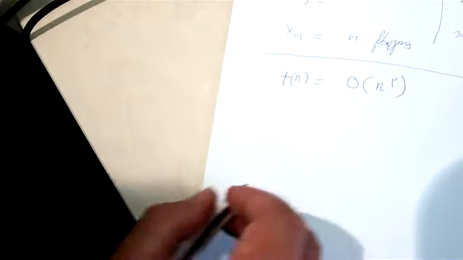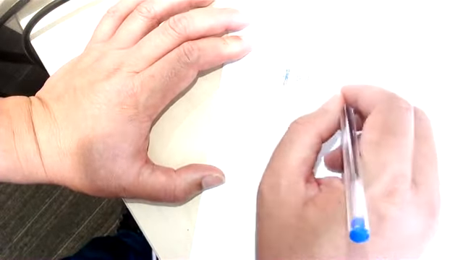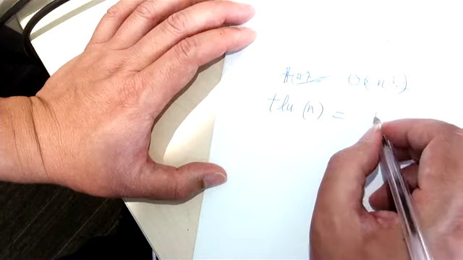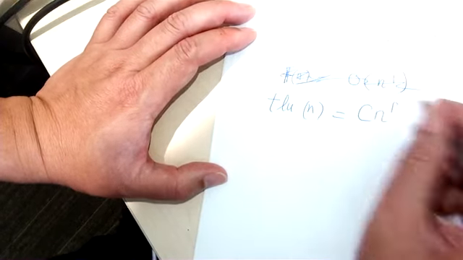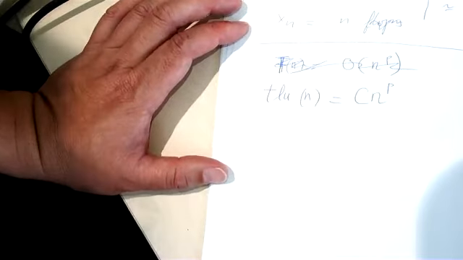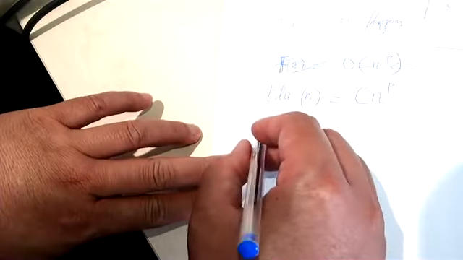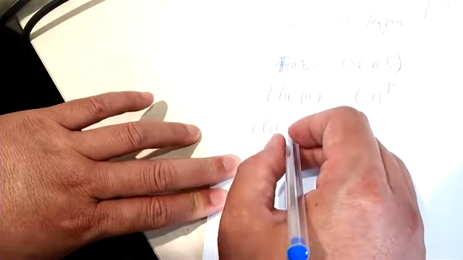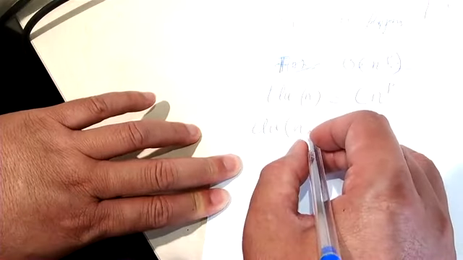So how do you find p? Suppose you have the time T_LU. So I assume that T_LU of n is some constant times n to the p. And how do you find the constant and p? Well, suppose you have T_LU at two different values of n.